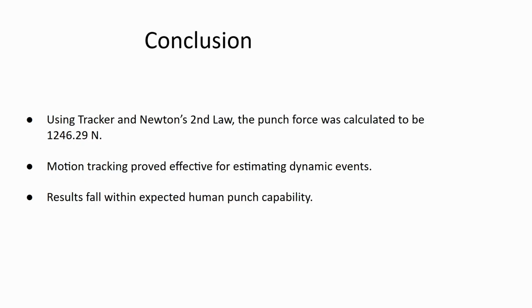In conclusion, using tracker and Newton's second law, I calculated that the clone's punch delivered 1,246.29 newtons of force. This is within the range of the normal human punching power, which makes sense because we can't scientifically take into account Superman's strength. But if we did, we would know that the true force would be several million newtons. Overall, the motion tracking proved to be an effective method for analyzing the real physics events of Lex Luthor's hate against Superman and the punch inflicted onto Superman's noggin.